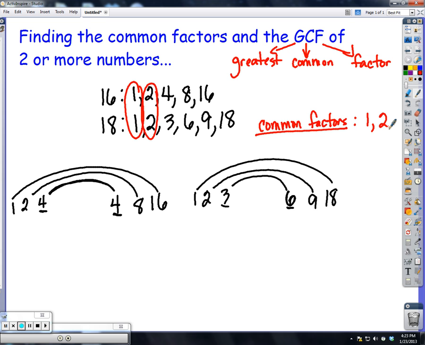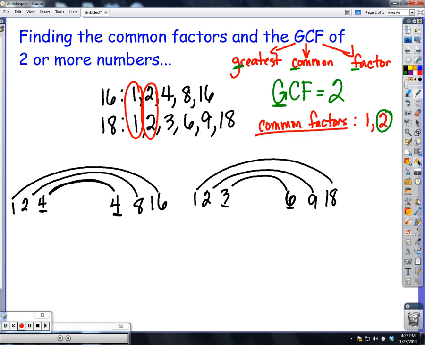So this is one way that you can find all of the common factors. Now, we want to identify the greatest common factor, also known as the GCF. Well, just like it sounds in the word, greatest would mean the largest factor that both of them have in common. So obviously the largest common factor is the biggest number. So the GCF for 16 and 18 would be 2.